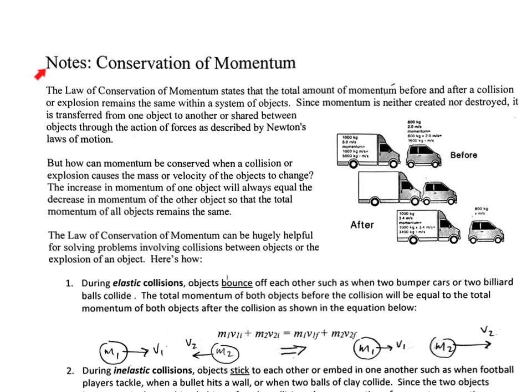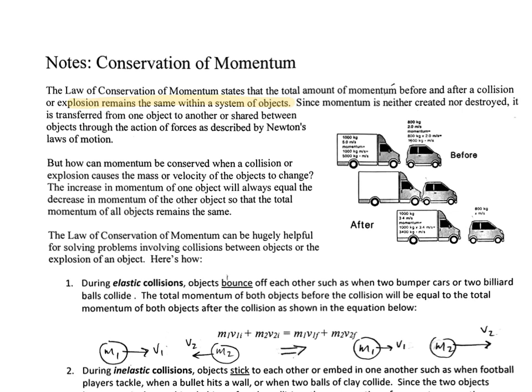The law of conservation of momentum states that the total momentum before and after a collision or explosion remains the same within a system of objects. So it doesn't go up or go down. Since momentum is neither created nor destroyed, it's transferred from one object to another or shared between objects through the action of forces as described by Newton's laws of motion.